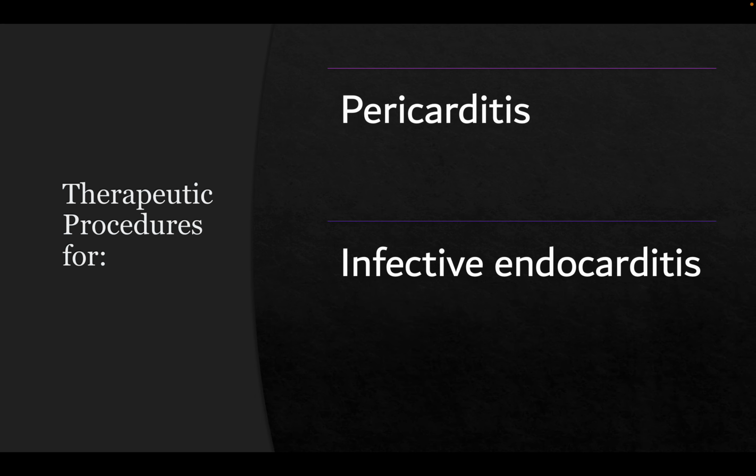Infective endocarditis: there's a valve debridement, draining of any abscesses, and repairing congenital shunts or procedures involved with infective endocarditis. Nursing actions: we want to monitor for indications of bleeding, infection, and any alteration in cardiac output.